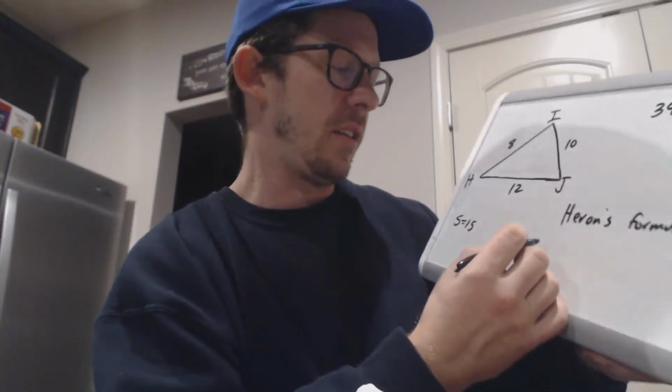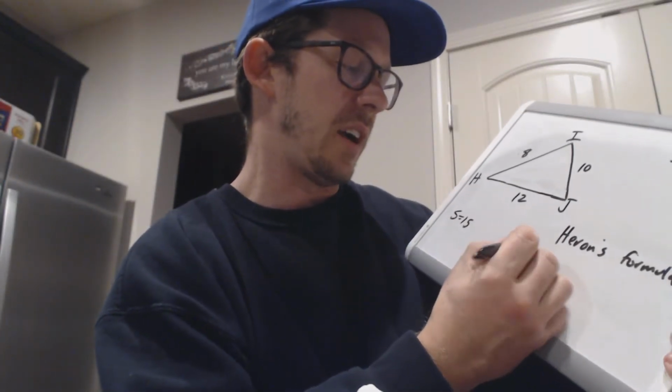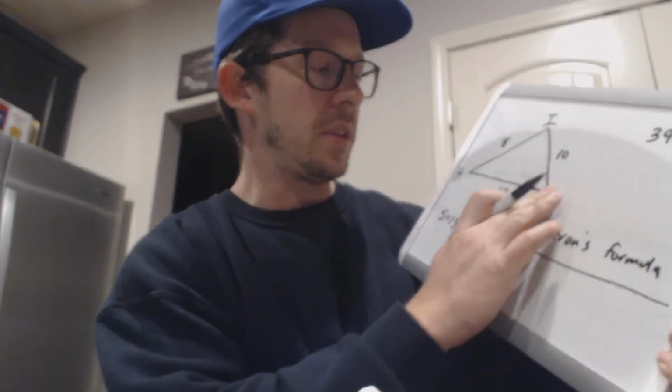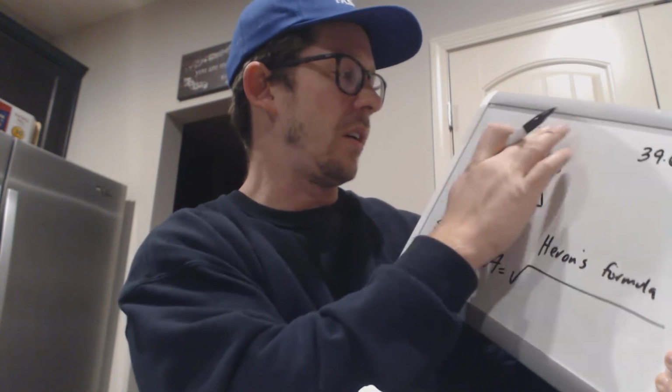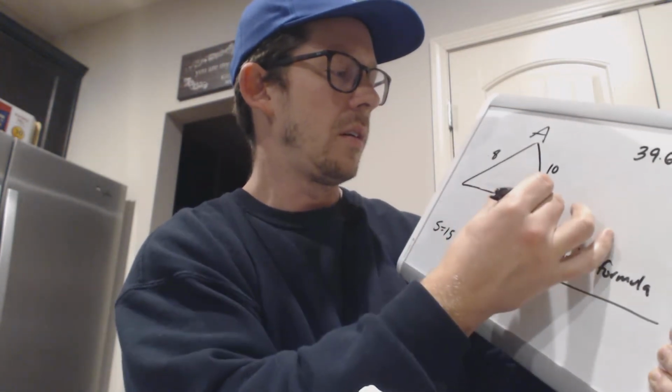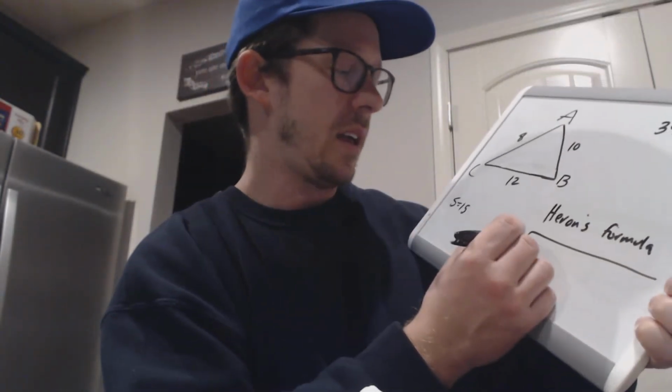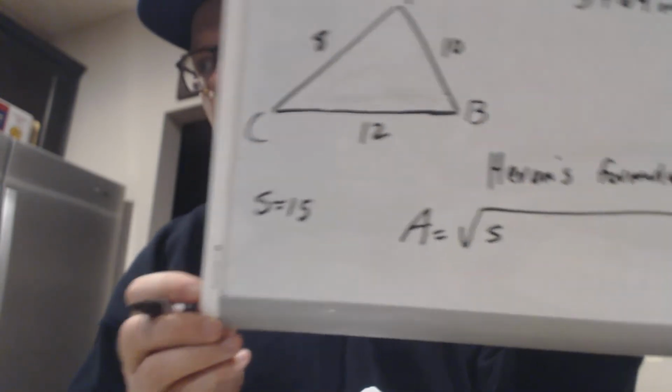Now, here is Heron's formula. It says, if you want the area of a triangle, you know what? I'm going to change this so I don't confuse you. I'm just going to call it ABC. So here's ABC. Heron's formula just says this: take S. You see how it's under one big square root.